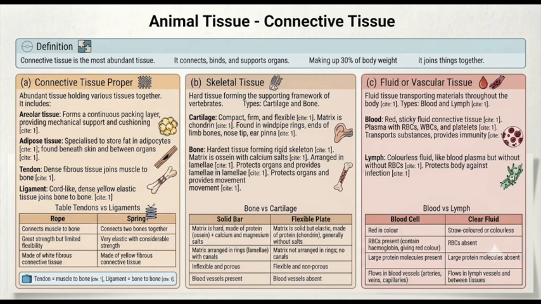Lymph is a colorless or pale yellow fluid like blood plasma without the RBCs and large proteins. It carries nutrients and hormones, acts as a middleman between the blood and the tissues, brings carbon dioxide and waste from tissues back to the blood, and helps protect the body against infections.